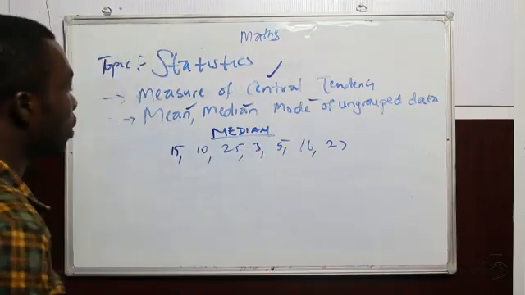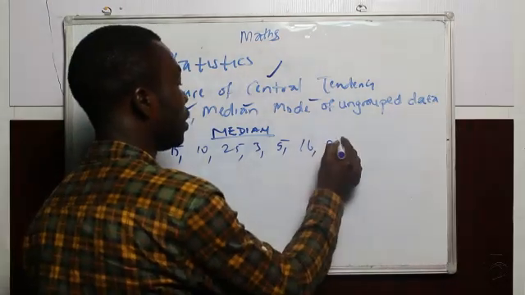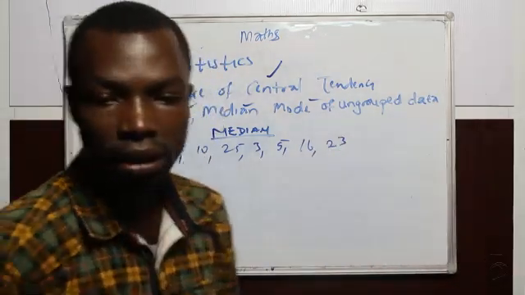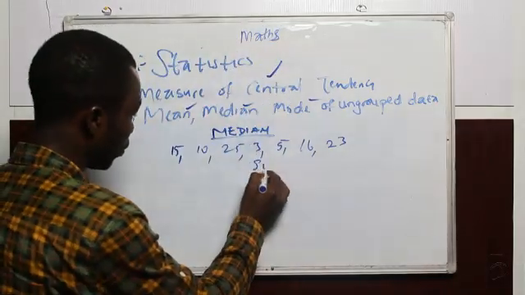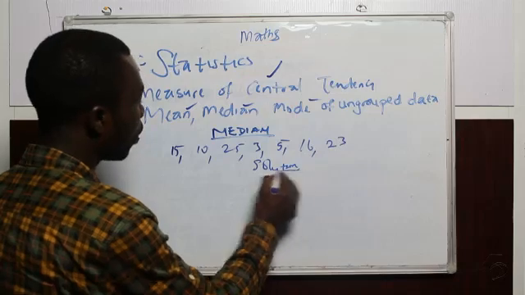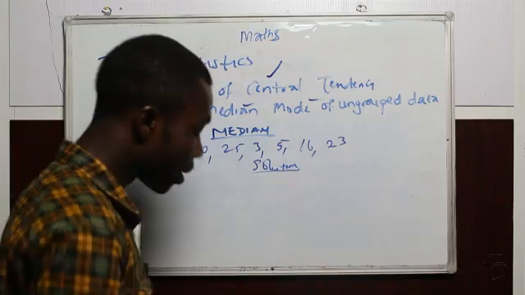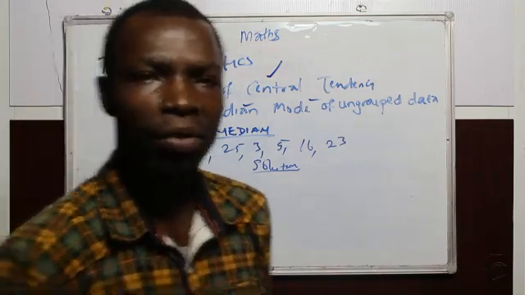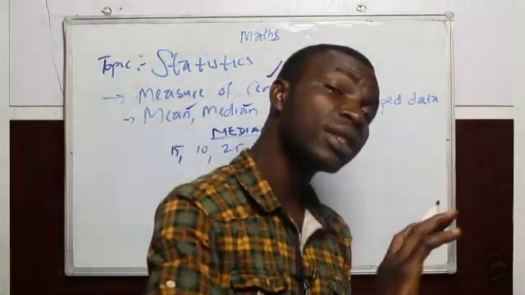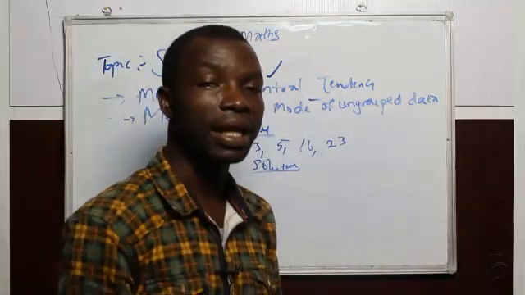(15, 10, 25, 3, 5, 16, 23). Find the median. Now, solution. The first thing that we have to do is arrange these numbers in ascending order. What do I mean by ascending order? From the lowest to the highest. That will give us a clue on where the middle number lies.